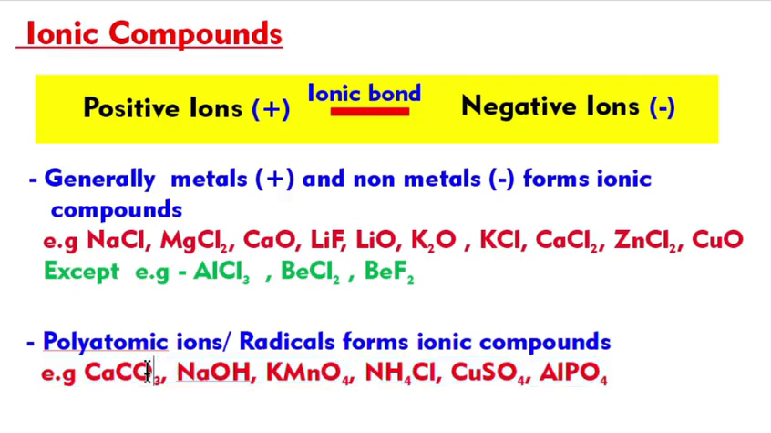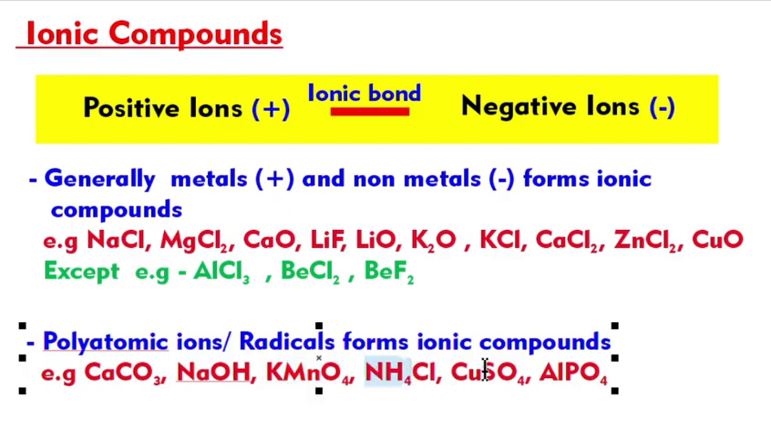So remember, ionic compounds are made between ions, positive and negative ions. Usually between metals and non-metals, except certain examples like aluminium chloride, beryllium chloride and beryllium fluoride, which are not ionic compounds. And ionic compounds are made with polyatomic ions. So whenever you see a compound with a polyatomic ion, it is an ionic compound.